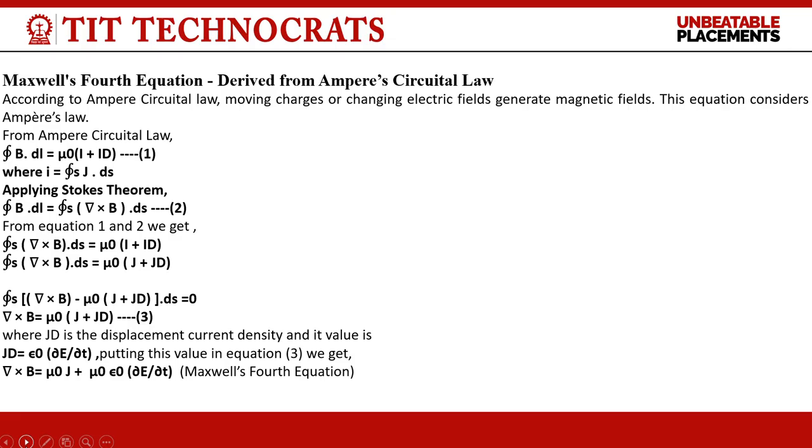Now Maxwell's fourth equation, which is derived from Ampere's circuital law. From equations 1 and 2 we can see that integration del cross B dot ds is equal to mu naught times J plus JD, where J is the current density and JD is the displacement current density.